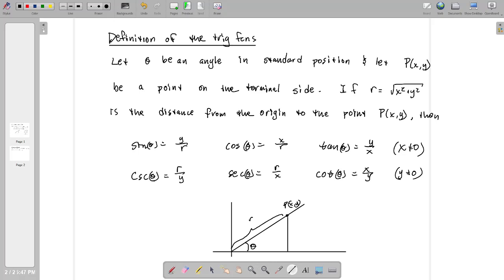This distance is, of course, y. This distance is x. So if we push this point out farther on the terminal side of the angle, we would still have a point P(x, y), but our x would be a little bit farther, our y would be a little bit taller, and our r would be a little bit longer. The lengths of the sides don't matter when it comes to the trig ratios, because the ratios will always reduce to the same value. I'll show you what I mean in a second here.